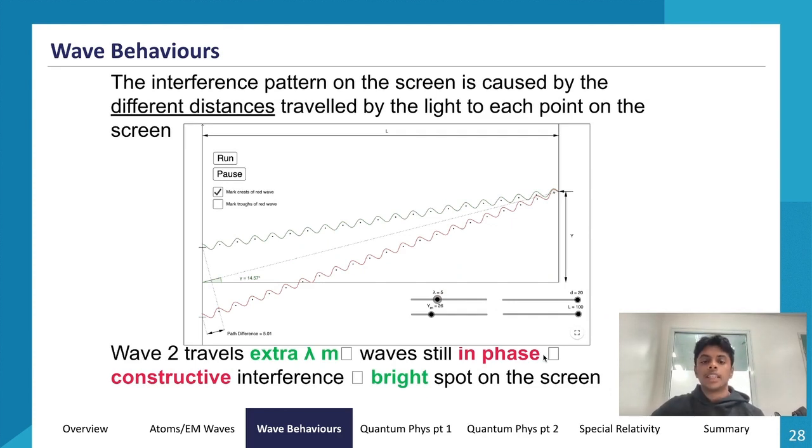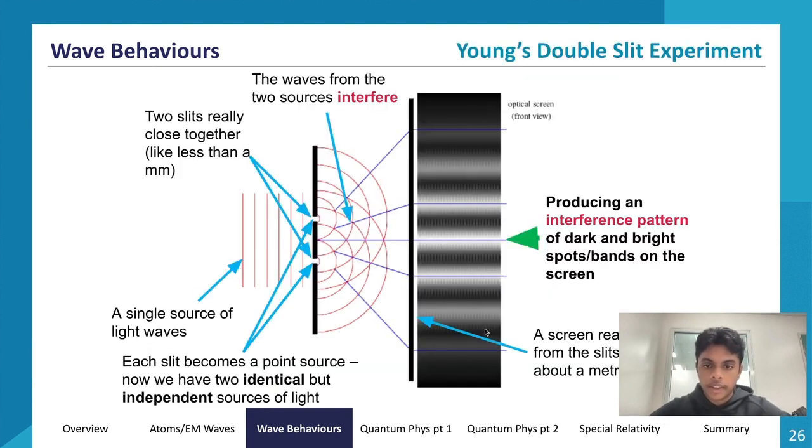Now what happens if the interference pattern on the screen is caused by different distances traveled by light to each point on the screen? So if wave 2, the red wave over here, travels an extra one wavelength, then the waves are still in phase because it's just one wavelength. It's shifted one wavelength apart, but the troughs and the crests are still in phase. So it still undergoes constructive interference, and we still get a bright spot on the screen.